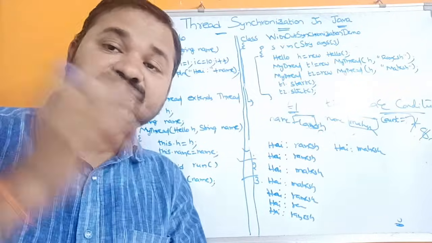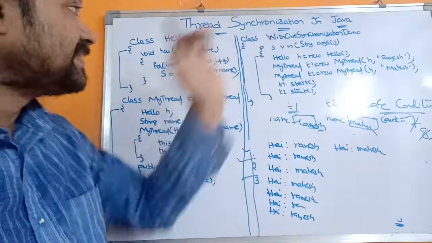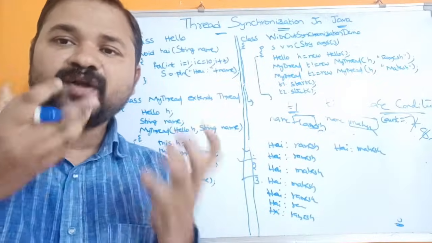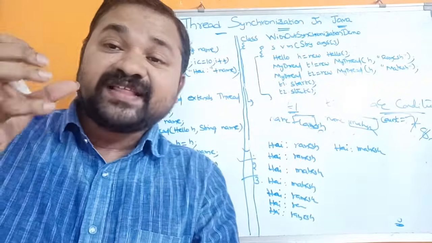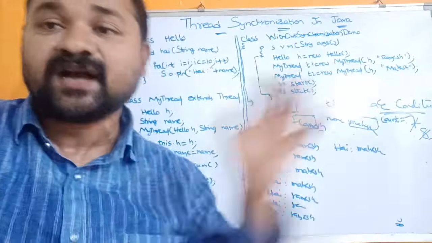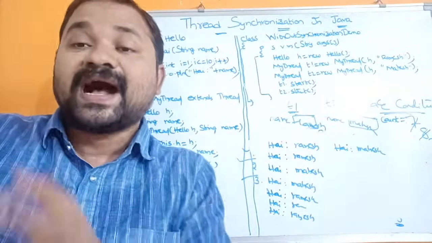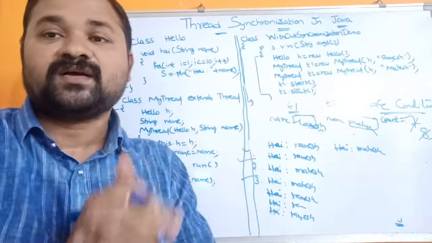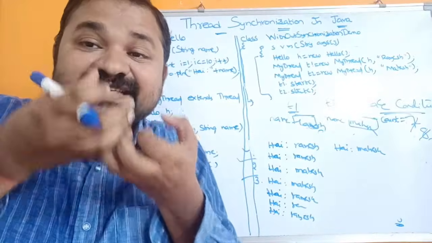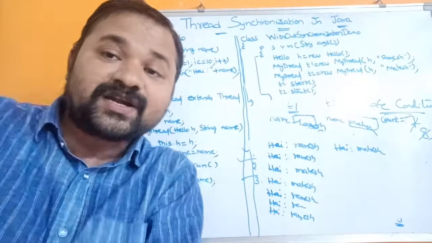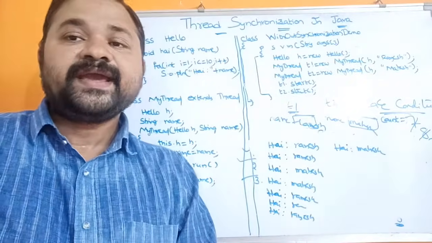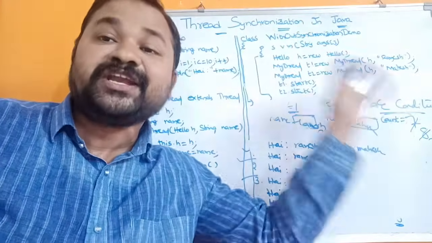In order to solve this problem, we use thread synchronization. We know what thread synchronization is. Thread synchronization means when one thread is accessing the shared data, we should not allow another thread to access the data. Only when the first thread has completed its execution should we allow the second thread to access the data.